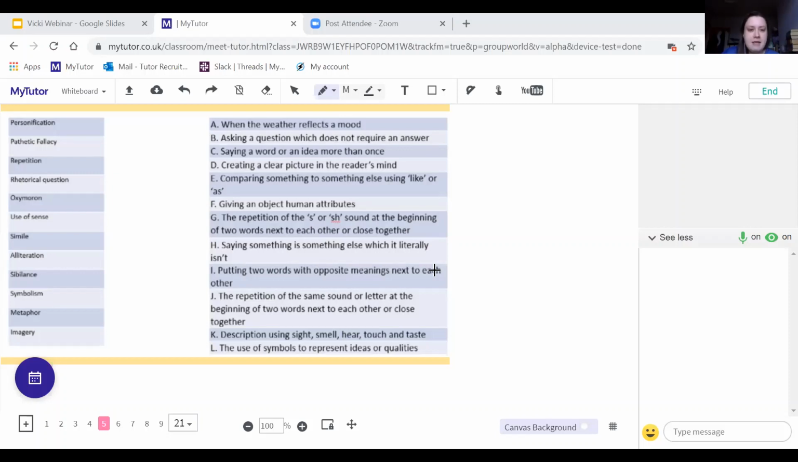Fantastic. Are there any that we haven't spoken about? I think E, which is a simile, so using like or as to compare something. And I think we've covered all of those. Well done, guys. Cracking stuff.